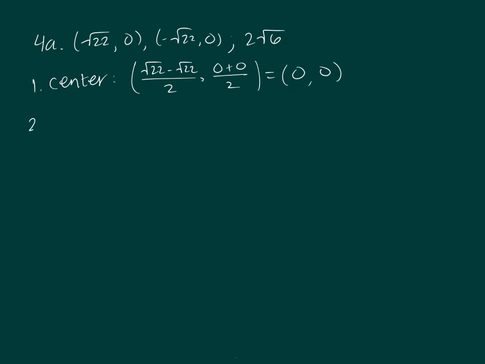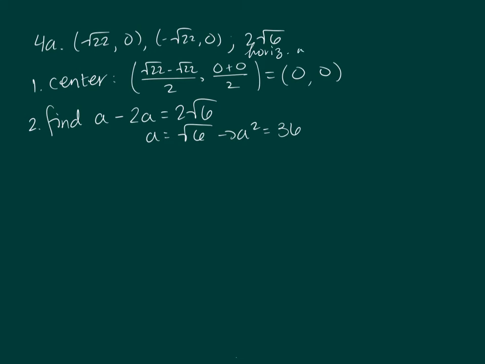Okay, then we need to find a, which is 2a equals our difference of focal radii, which is 2 square root 6. So a is square root 6, which means that a squared is 36. And we'll go under the x term because our foci change on the x coordinate. So we have a horizontal major axis. So this will go under the x term, and is positive.